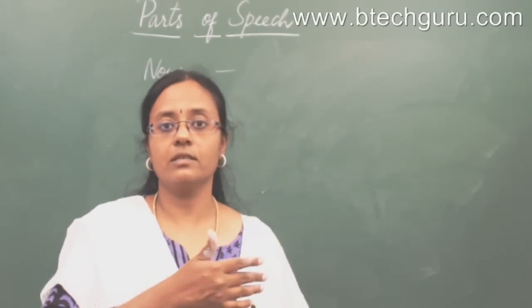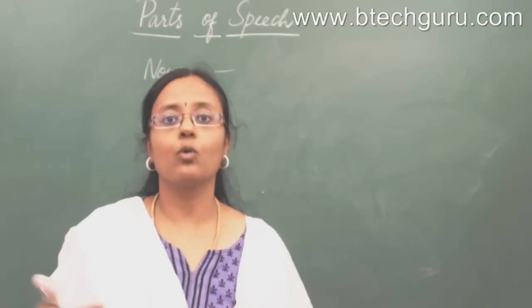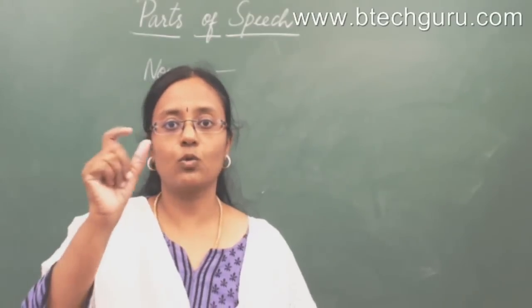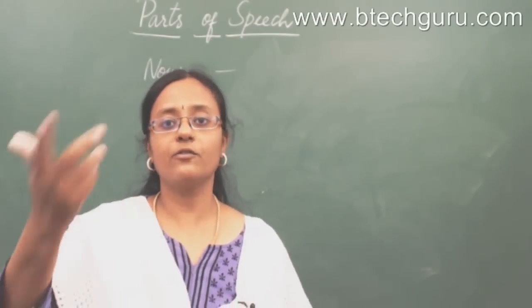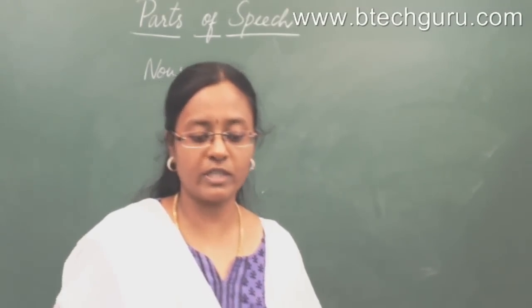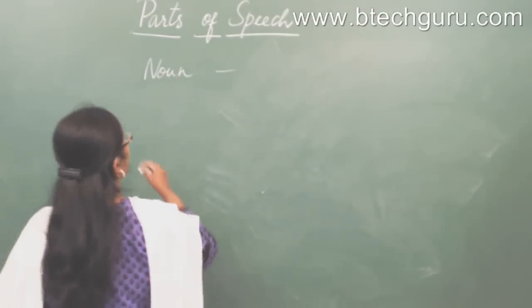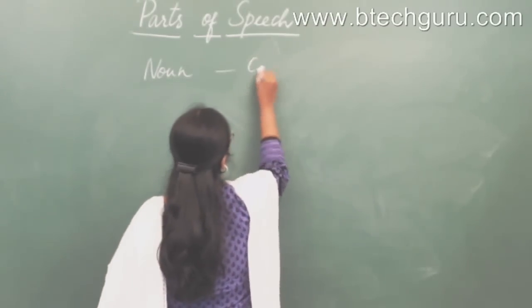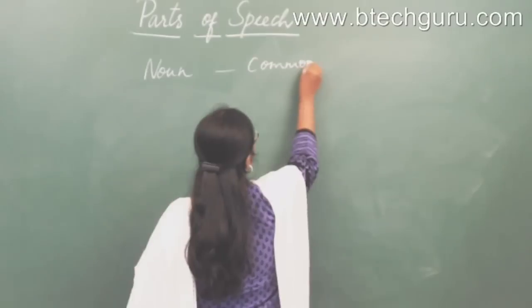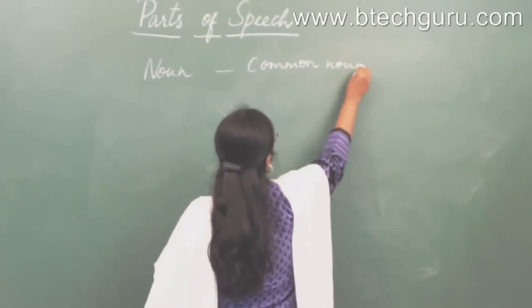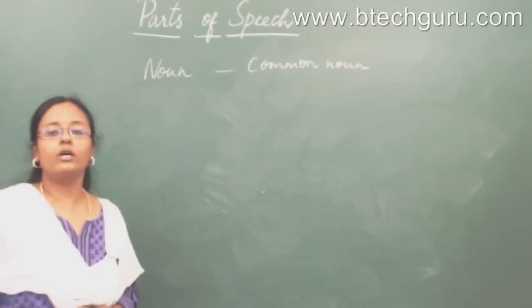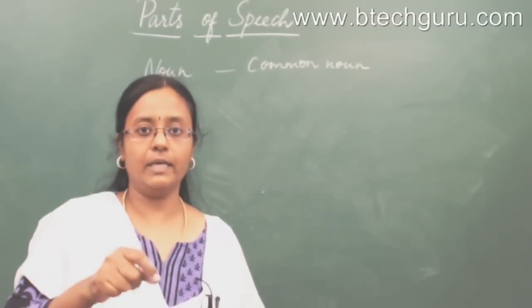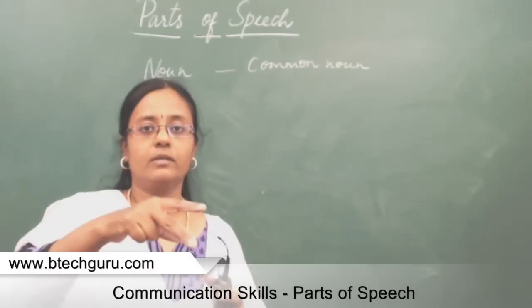Then conjunction. It is a word that joins words or sentences. The last is the interjection. It is a word that is used to express sudden feelings. Right? I hope you're clear with the definition. Now we'll go into one by one. See, noun, there are different kinds. We have common noun. Common noun is a word that talks about a person, a place or a thing which is common, right?